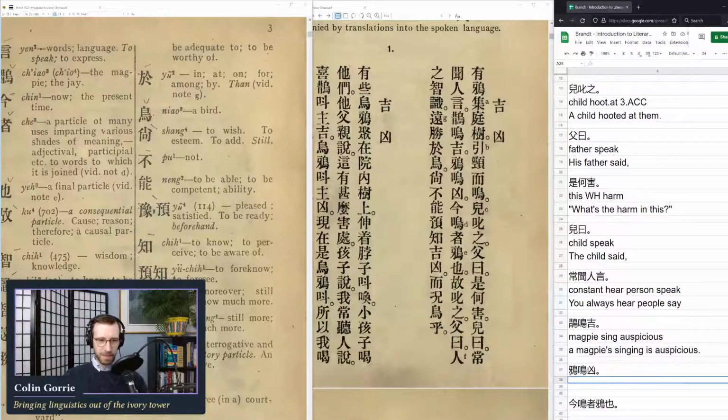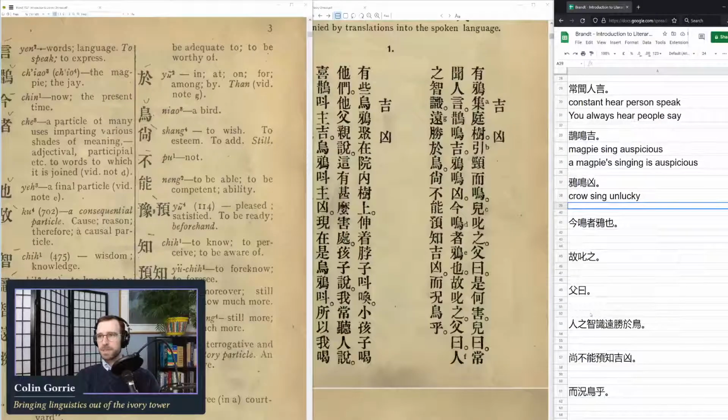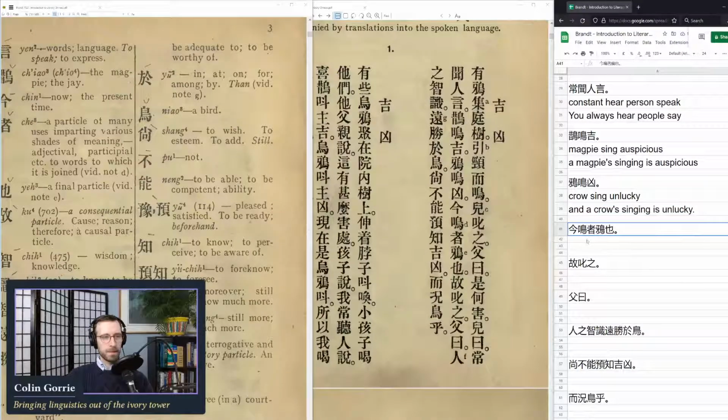I think we have another thing that people always say, so I won't end the sentence in English yet. And then we have Ya Ming Xiong, which would be crow, sing, unlucky. Let's bring this a bit farther up. Okay, so we have this xiong from the title. A magpie singing is auspicious, and a crow's singing is unlucky. Okay, you always hear people say a magpie singing is auspicious and a crow singing is unlucky.